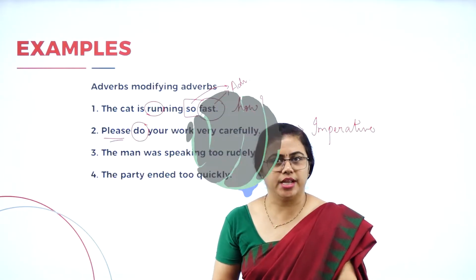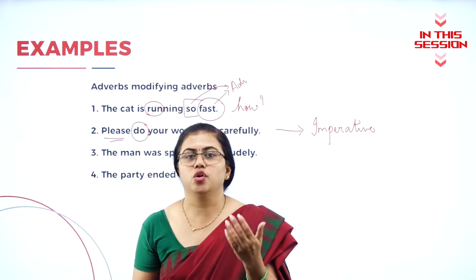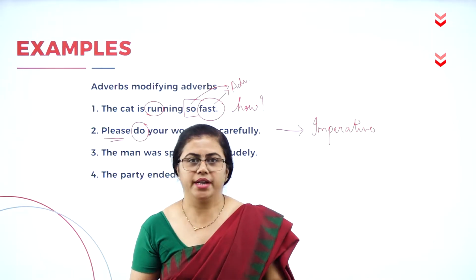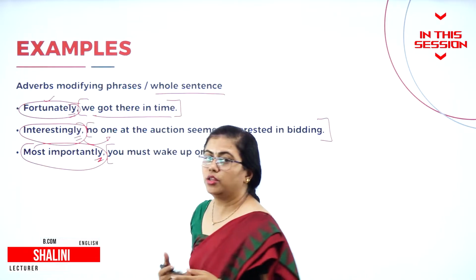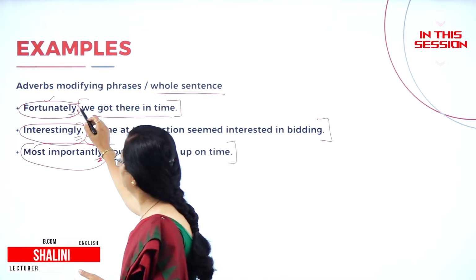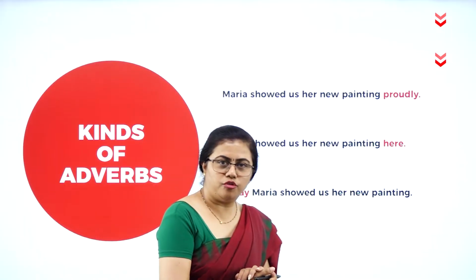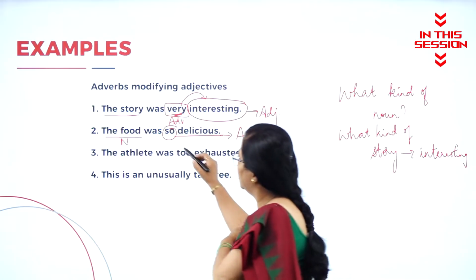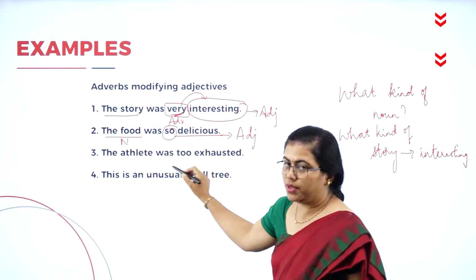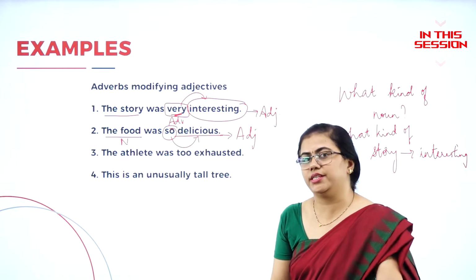Those sentences which tell us about requests, orders, wishes, instructions, all these are called imperative sentences. Whenever you use adverbs in the beginning in order to modify the whole sentence, make sure you use a comma after the adverb. Adverbs are divided into 5 categories based on the work they do. The word so is an adverb that is modifying the word delicious, which is an adjective.